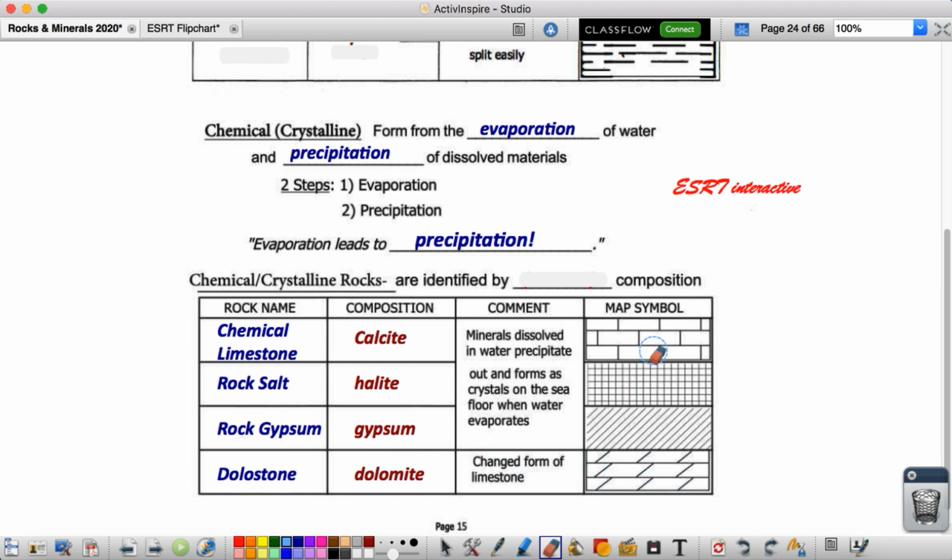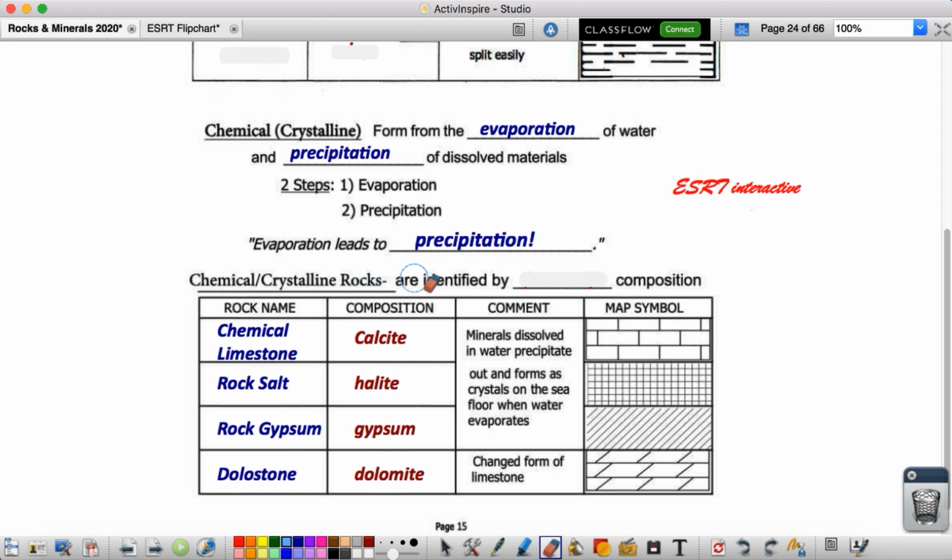Dolostone symbol kind of resembles calcite symbol, except it has sort of like a lean to it. All right, which is interesting because both of those two will react with acid, but dolostone has to be powdered. Okay, now based on what we just did, this should not be a problem for you.